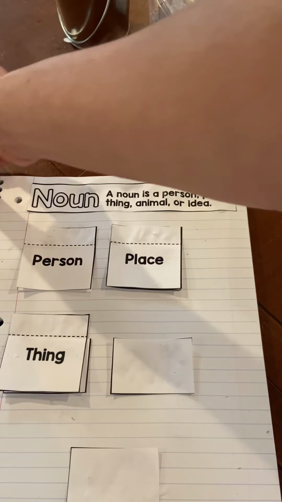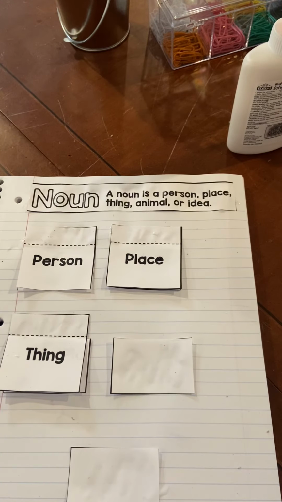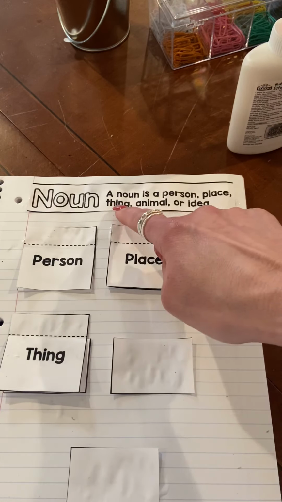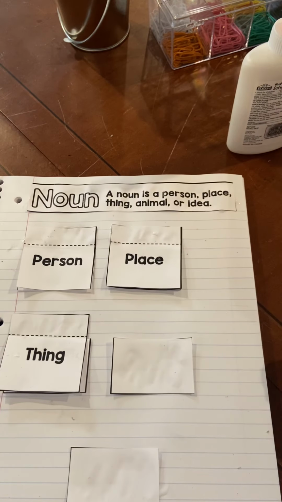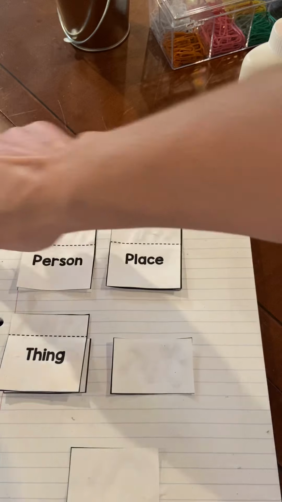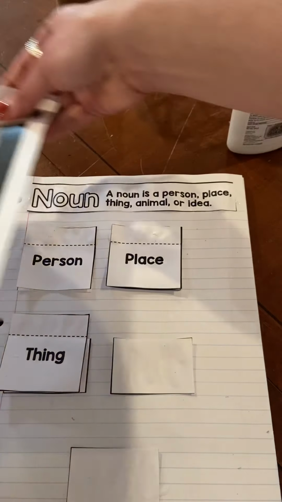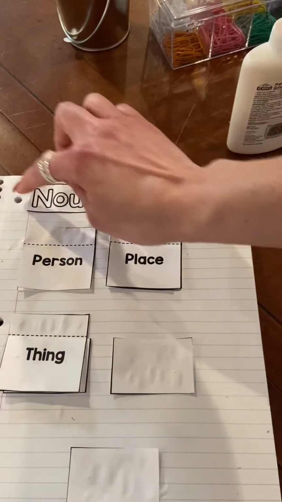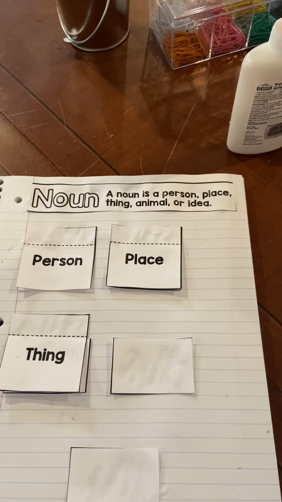All right, so to review, a noun is a person, place, thing, animal, or idea. I cut that out of the top piece of paper, the one that was right behind here, and I glued that as the title of this page. I went ahead and cut all the other pieces out. I made sure to cut on the solid black lines only, okay?